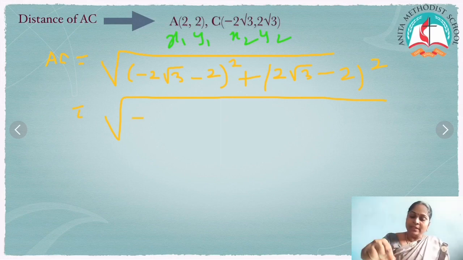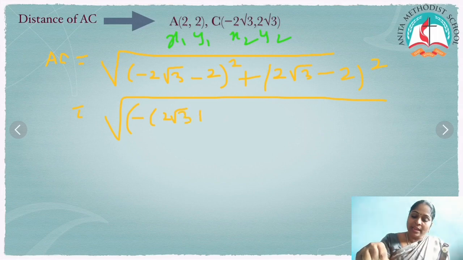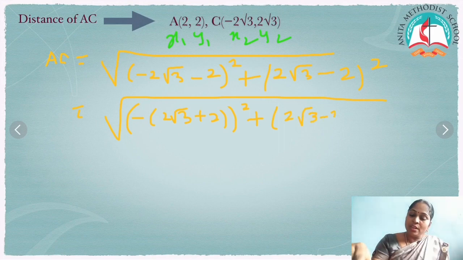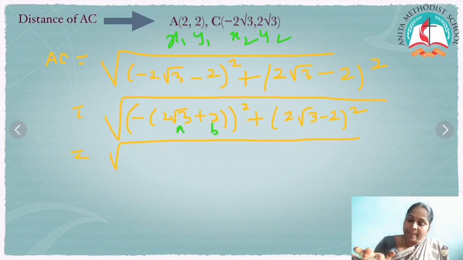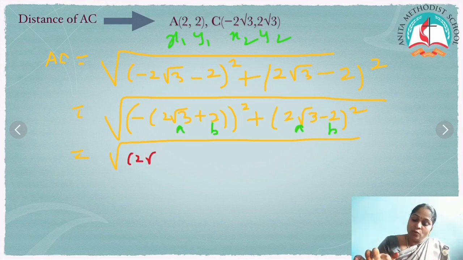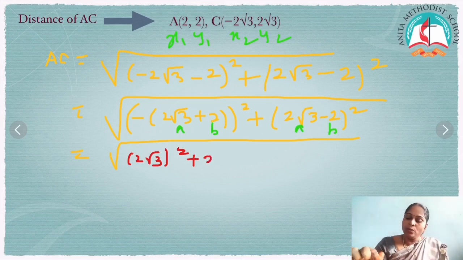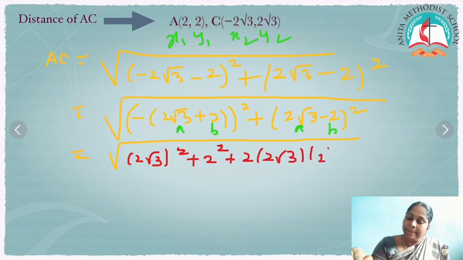So square root of both is minus. So I can take a common for the negative: 2 root 3 plus 2 the whole square plus 2 root 3 minus 2 the whole square. Now square root of minus into minus plus. Now this is a plus b the whole square. So what is the identity for the a plus b the whole square? This is a minus b the whole square. So substitute here the identity. So a square, 2 root 3 the whole square plus b square, 2 square plus 2ab.